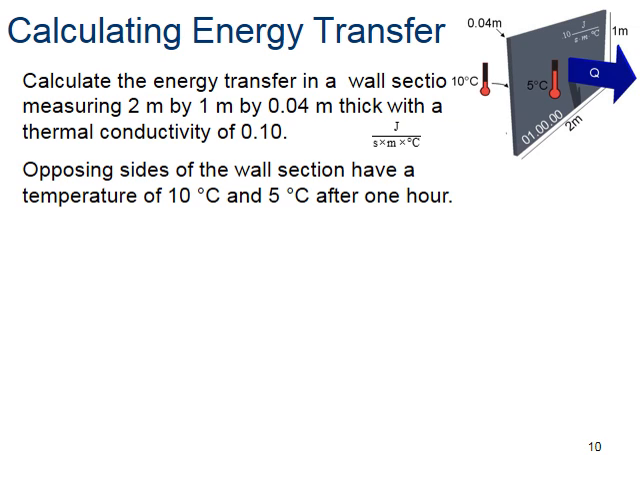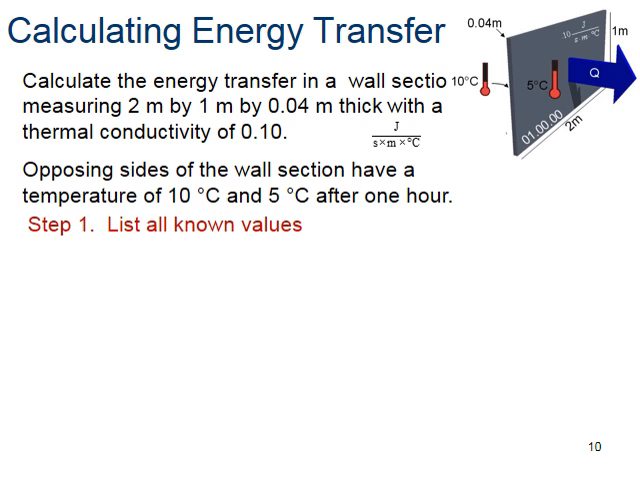Let's do another one. Here we have a section of wall, and let's just go ahead and read it. Calculate the energy transfer in a wall section, and it gives us the area, 2 meters by 1 meter, and it says it's 0.04 meters thick, or 4 centimeters. It has a thermal conductivity of 0.1 joules per second meter degrees Celsius. Those are the units. And it tells us that the opposite sides of the wall have temperatures of 10 degrees and 5 degrees after 1 hour. So it gives us a temperature difference, and it gives us some time.